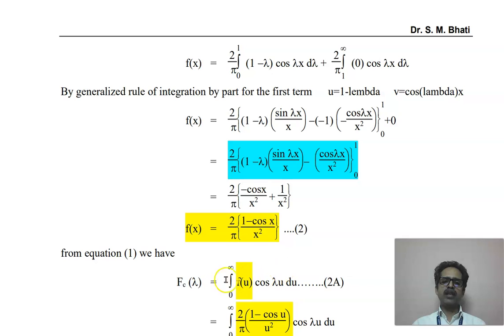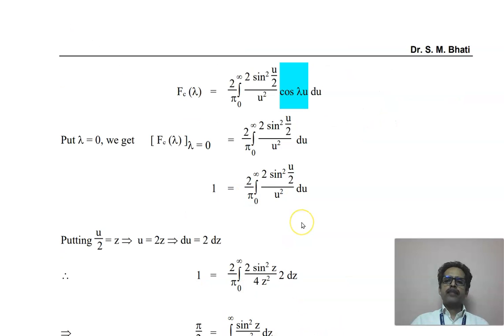Now you can see this is equation 2a. In 2a we have to put the value of f of u, but we don't know f of u, we know f of x, so replace x by u here. The f of u became 2 upon pi into 1 minus cos u upon u square. Fine, you can get this kind of step. In the next step, we know the formula 1 minus cos theta equals 2 sin square theta upon 2. Using that formula, you will find this new numerator.